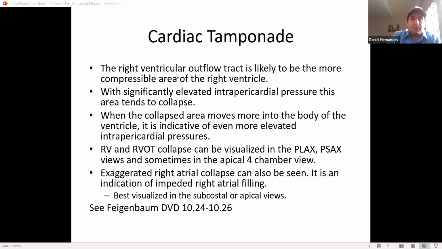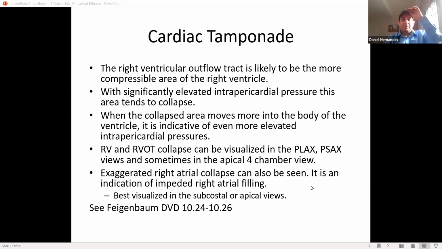So the ventricular outflow tract is likely to be the more compressible area of the right ventricle with significantly elevated intrapericardial pressures. This tends to collapse. When the collapse area moves more into the body of the ventricle, this is indicative of even more elevated intrapericardial pressures. So RV and RVOT collapse can be visualized in the parasternal long axis, short axis, and sometimes in the apical four chamber view.